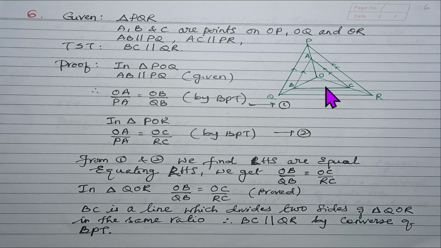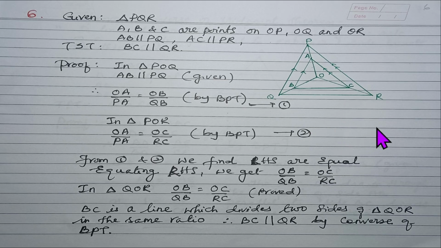And very interestingly, the line BC, which is joining the points B and C, divides the two sides of the triangle QOR, that is OQ and OR, in the ratio OB upon QB and OC upon CR. Naturally, by converse of BPT, BC is parallel to QR. That is how we have proved that BC is parallel to QR. So please remember the method.